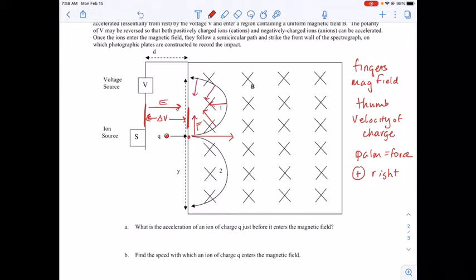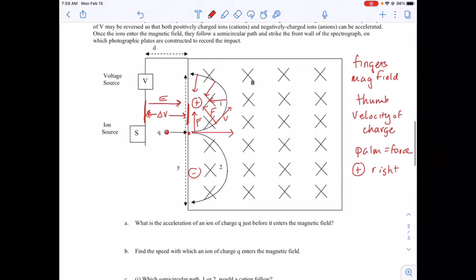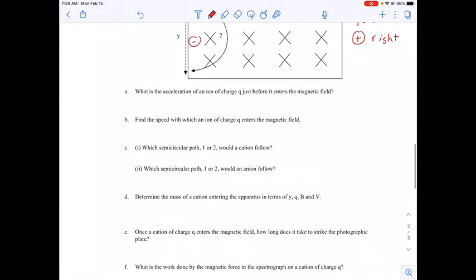That's a property of circular motion, that at any given point, the force and the velocity are perpendicular. The velocity is tangent to the arc and the force points in. So this would be a positive charge going that way, and the other one would be a negative charge. Okay, so let's do some calculations here.